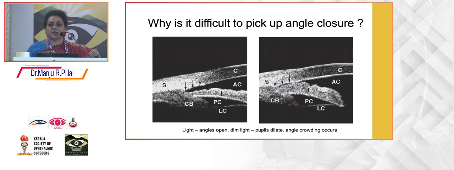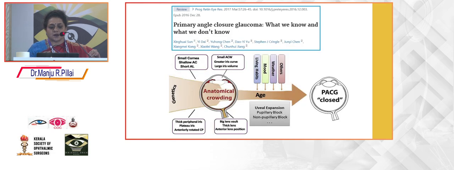So why is it difficult to pick up angle closure? It is because in a lighted room the angles are open, and in dim light the pupils dilate and angle crowding occurs. There is an article on primary angle closure glaucoma on what we know and what we don't know. There is some part of genetics that is involved, and there is a small cornea, shallow AC and short axial length, and small anterior chamber with greater iris curve and a larger iris volume.